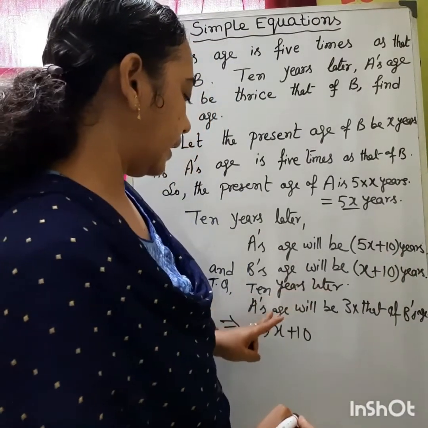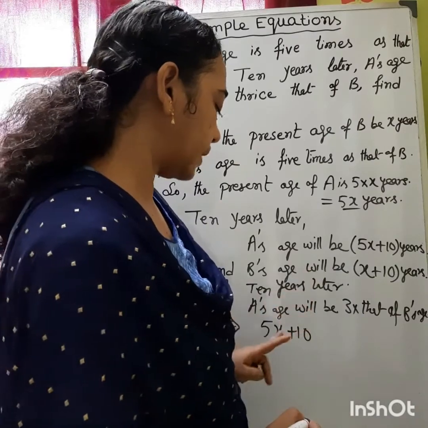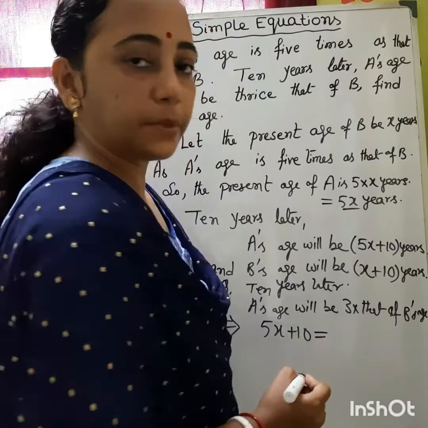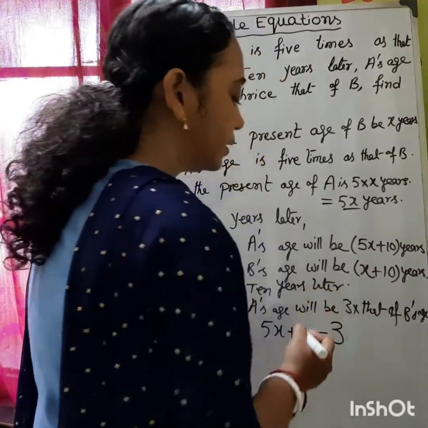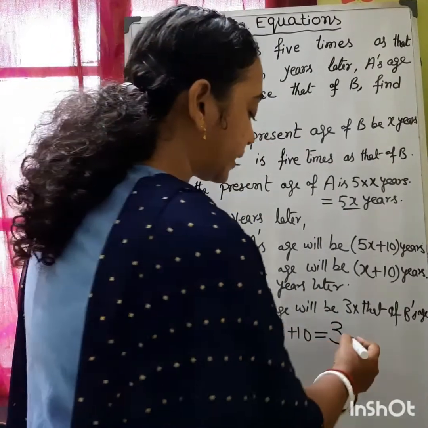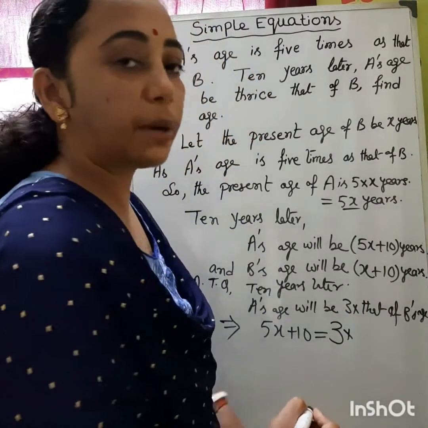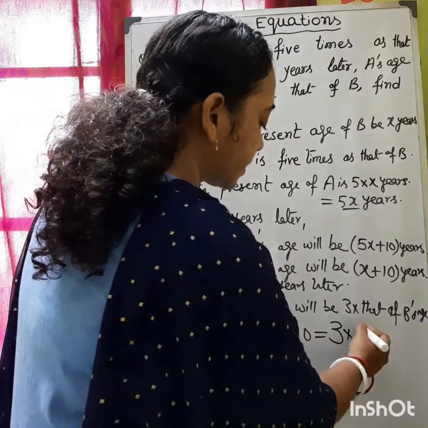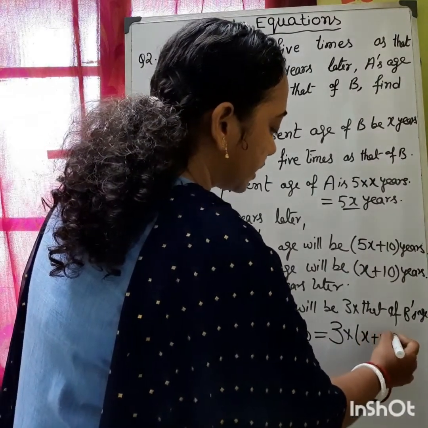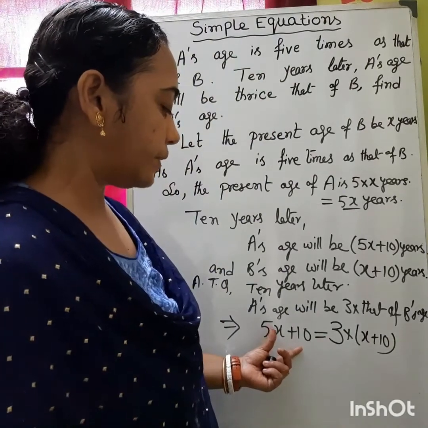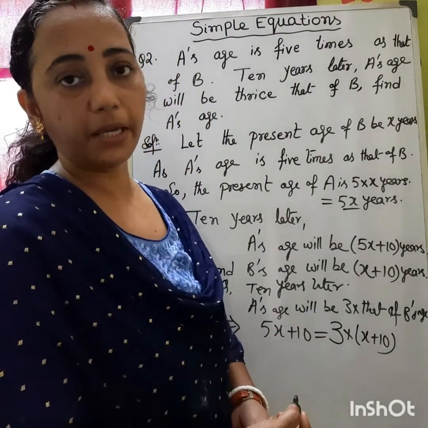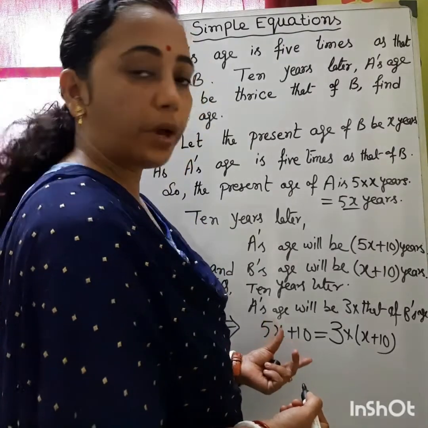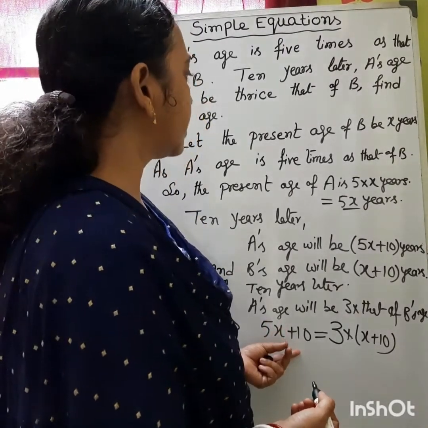10 years later A's age is how much? That is 5x plus 10, and that is equal to 3 times, meaning we will multiply by 3. We will write first 3 times, that means 3 multiplied by B's age. So 10 years later B's age is how much? x plus 10. So the relation we are getting here is that 5x plus 10 is equal to 3 multiplied by (x plus 10). Now an equation is formed with the given condition.